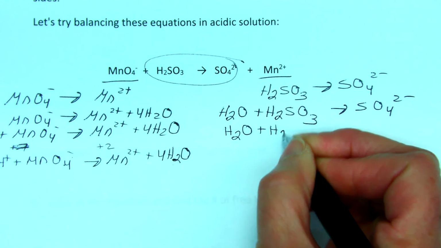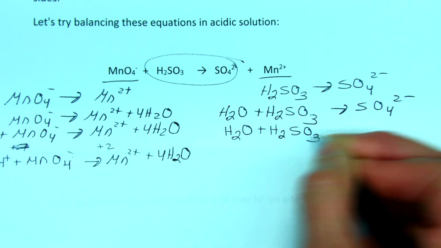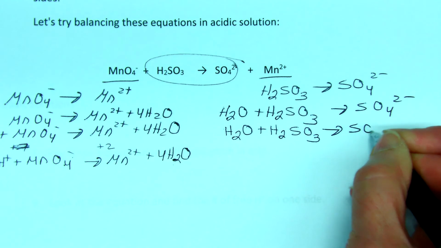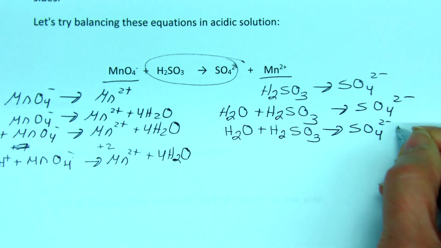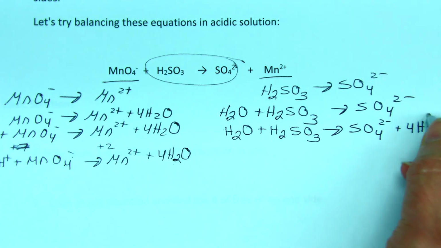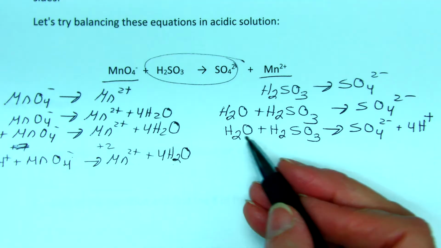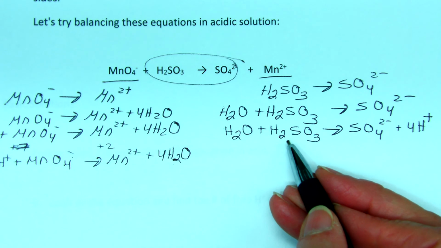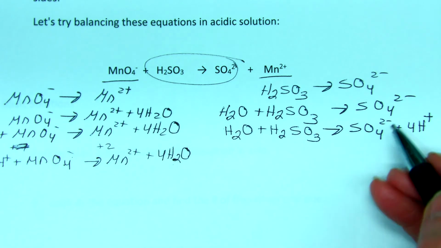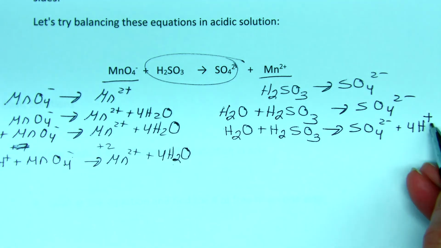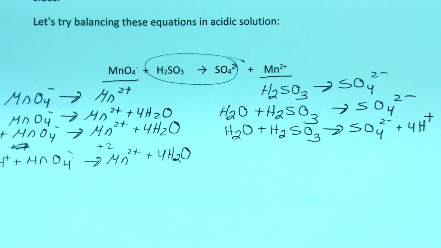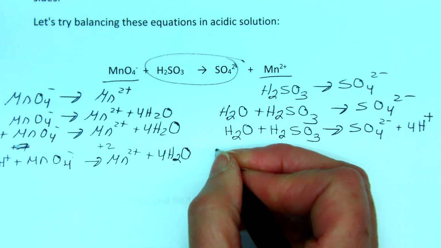So water plus sulfurous acid yields sulfate plus 4 hydrogen ions. Now I should have mass balance, so I'm going to evaluate my charge. 2 neutral species on the left, so I have 0 charge here. A negative 2 and a positive 4 gives me a positive 2 on the right. So the difference is 2 electrons, so I'm going to add 2 electrons to the right-hand side.